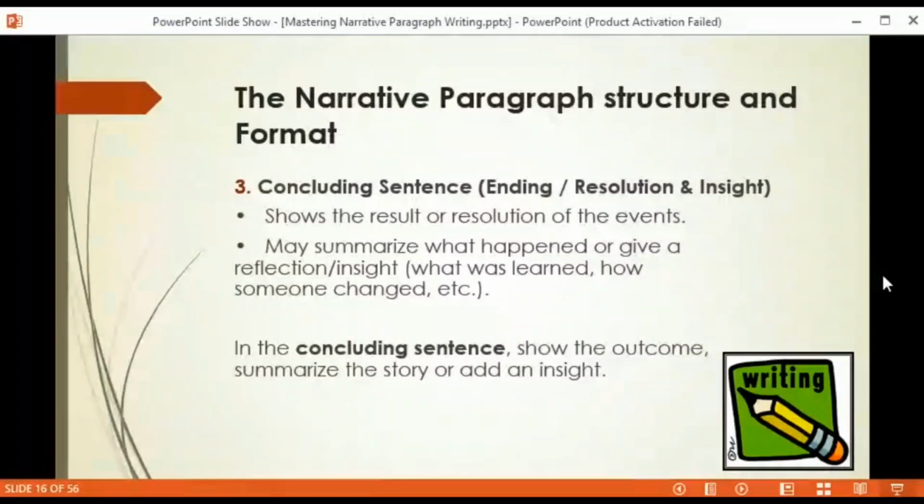Lastly, concluding sentence, the ending, the resolution, the insight, shows the result or resolution of the event, may summarize what happened or give a reflection, insight, what was learned, how someone changed. In the concluding sentence, show the outcomes, summarize the story, or add an insight. Next slide, please.